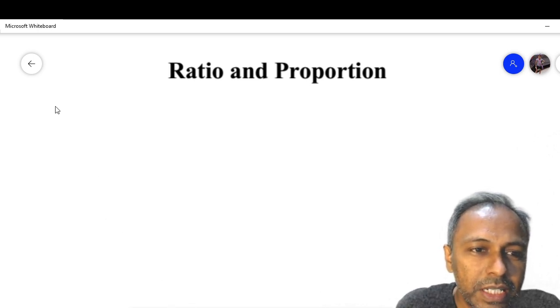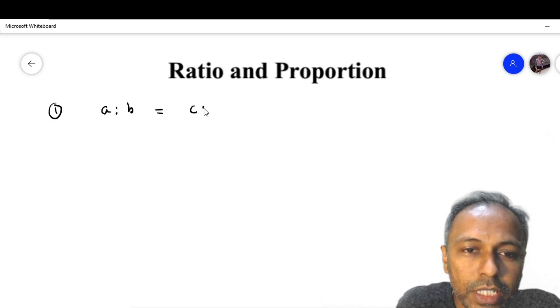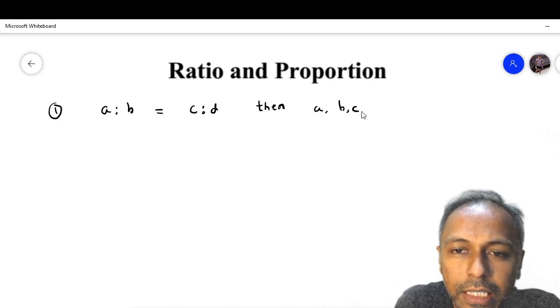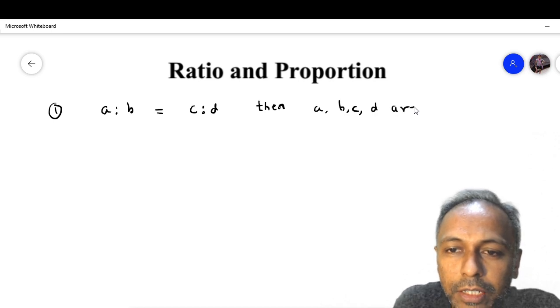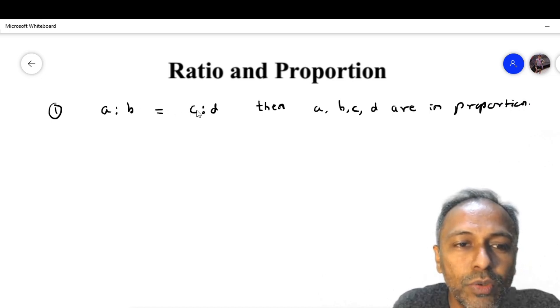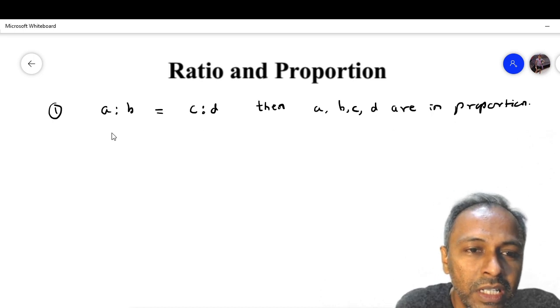Let us consider A is to B ratio is equal to C is to D. Then A, B, C, D are in proportion. So this one statement indicates the name of the topic, that if the ratios are equal, then the terms A, B, C, D are in proportion. Let us observe this more closely.